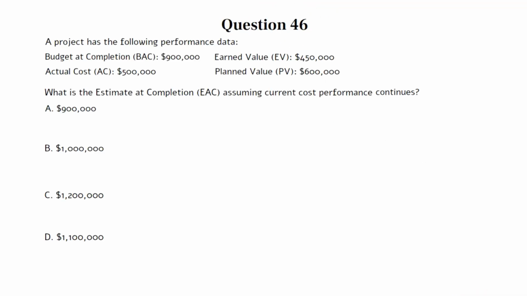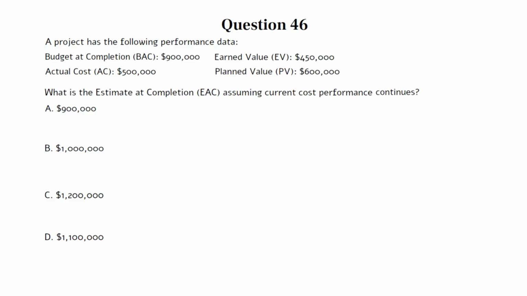Question 46. A project has the following performance data. Budget at completion, BAC, $900,000. Earned value, EV, is $450,000. Actual cost, AC, is $500,000. Planned value, PV, is $600,000. What is the estimate at completion, EAC, assuming current cost performance continues?